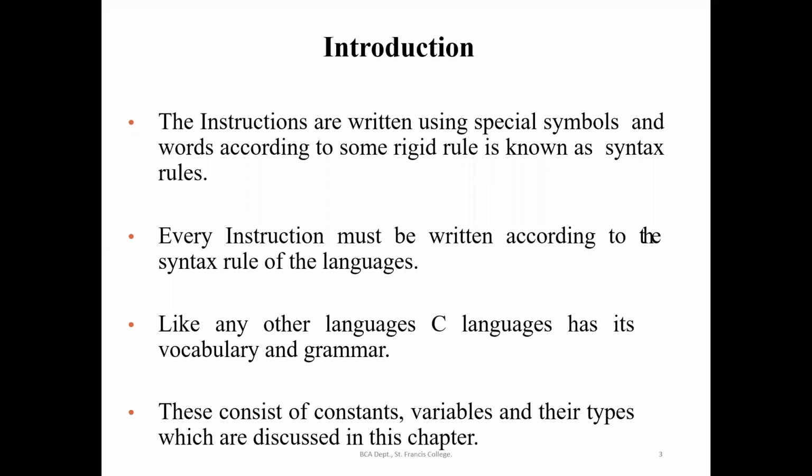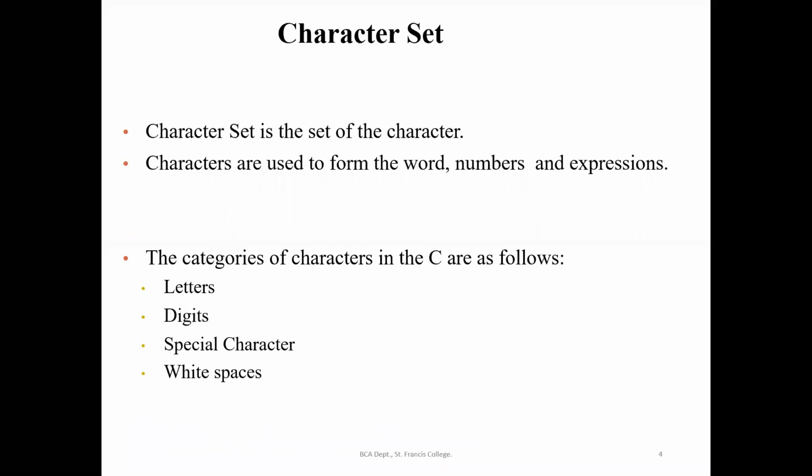What will be considered as a variable by the C compiler? So first we will see the character set. We know that when we write a letter in English, we will be making use of a character set, right? So in the character set, what all will be there? The same thing we will be making use of in writing a C program.